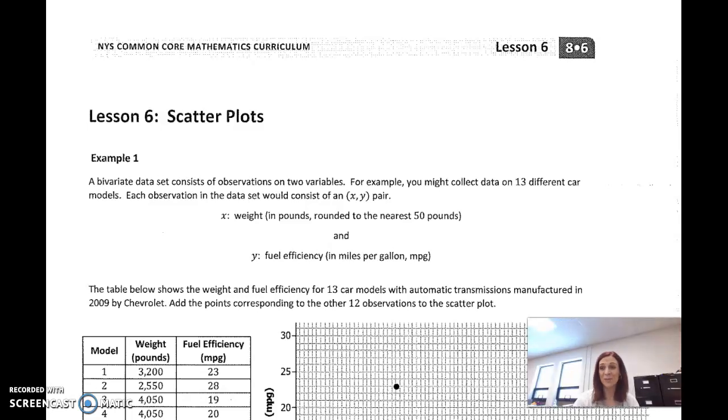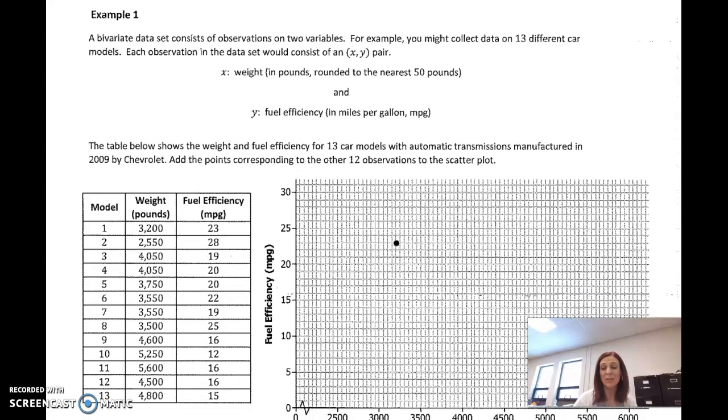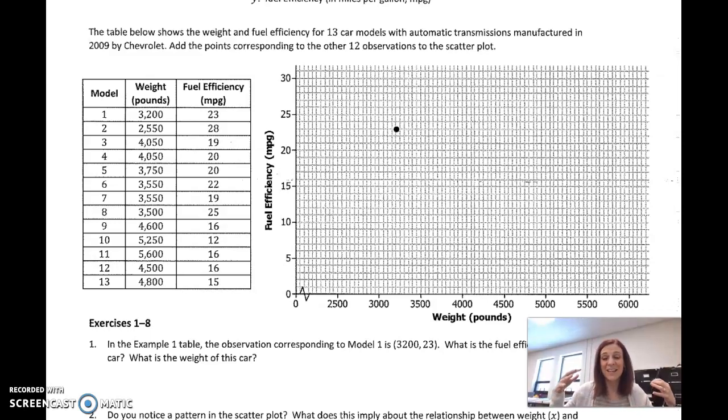In lesson 6, we are talking about scatter plots. Now, here's the deal with scatter plots. Real life data doesn't always happen in a straight line or a perfect curve or anything. Real life data has things that play a role in it that might change things a little bit. It doesn't mean we can't still use what we know about linear and nonlinear functions. It just means that we're going to have to apply what we know to non-perfect data.